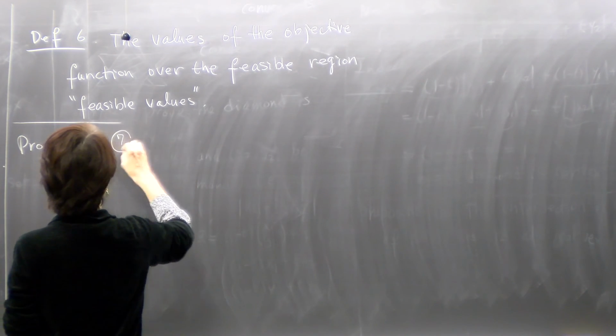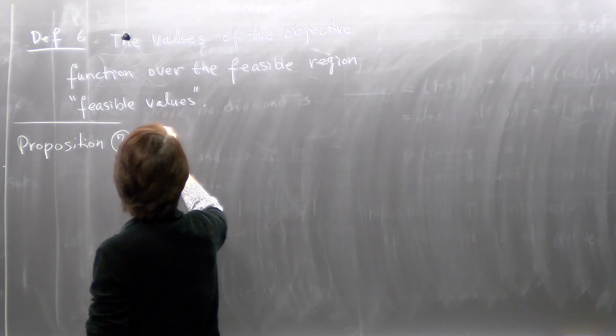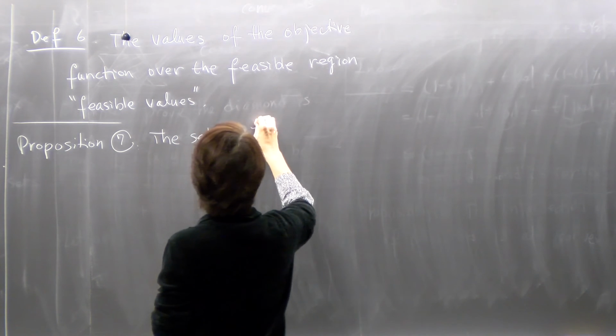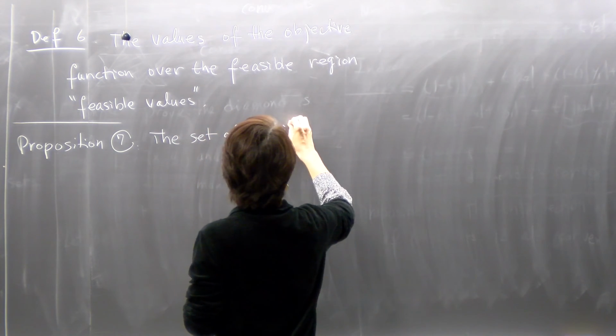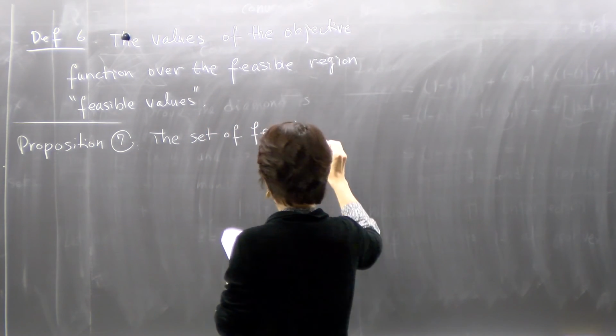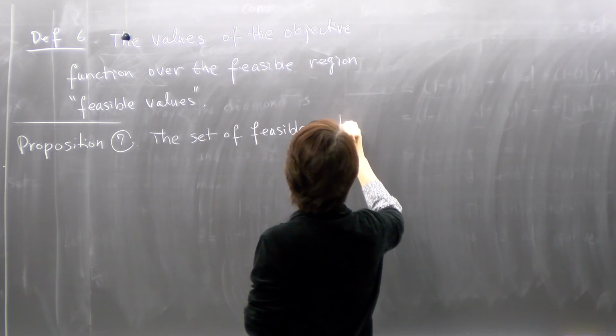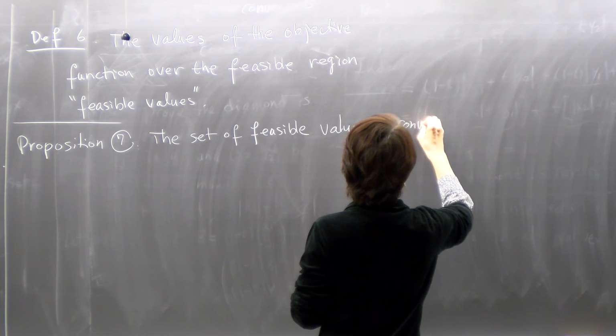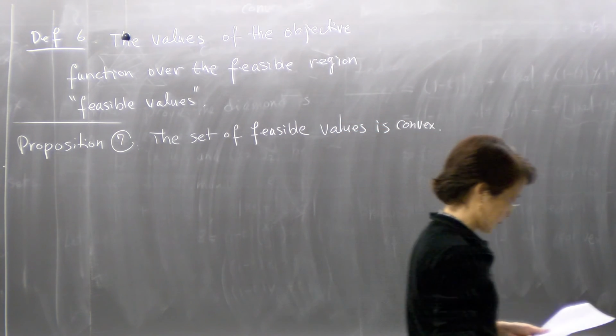That will be 7. Okay, so I'll just write down: the set of feasible values is convex.